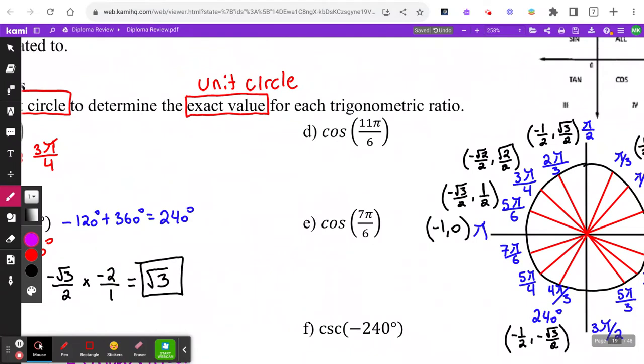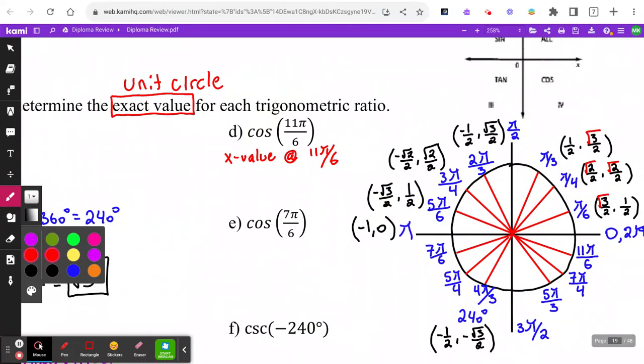Perfect. Up here. Cos of 11 pi over 6. Cos normally is x over r. Because it's the unit circle, r is 1. That means this is the x value at 11 pi over 6. You go to your unit circle. You look for 11 pi over 6. It's over here. That's 11 pi over 6. That's the same as the other pi over 6, but it's reflected down, so the y value is negative. This point would be root 3 over 2, negative 1/2. The x value is root 3 over 2.